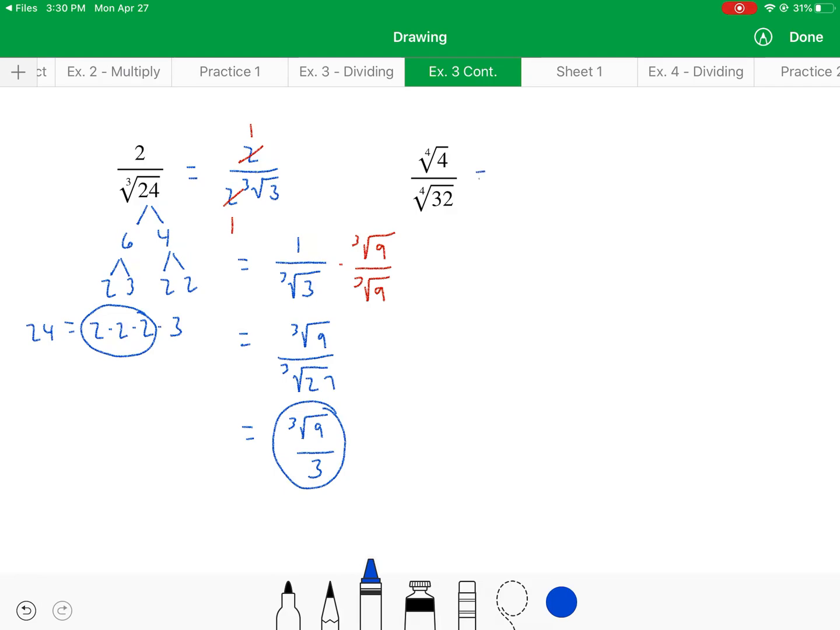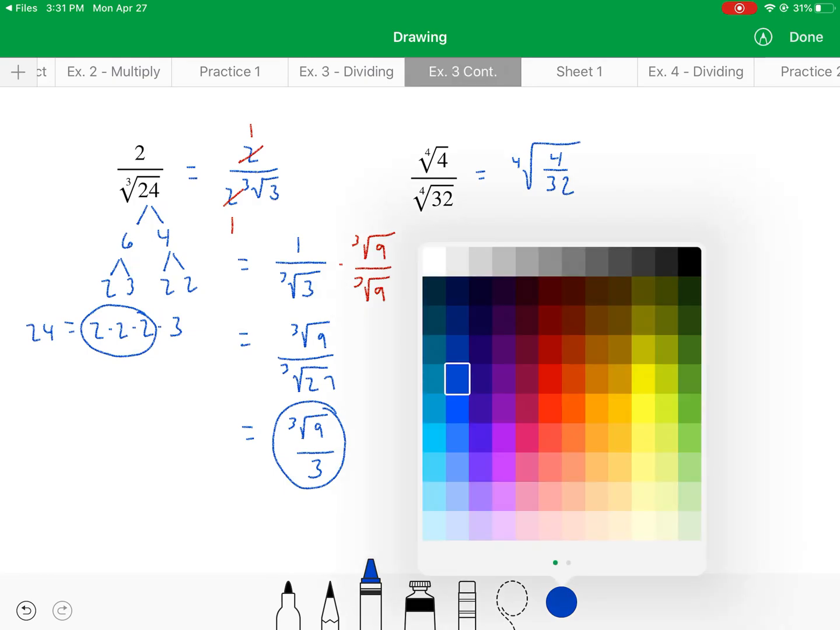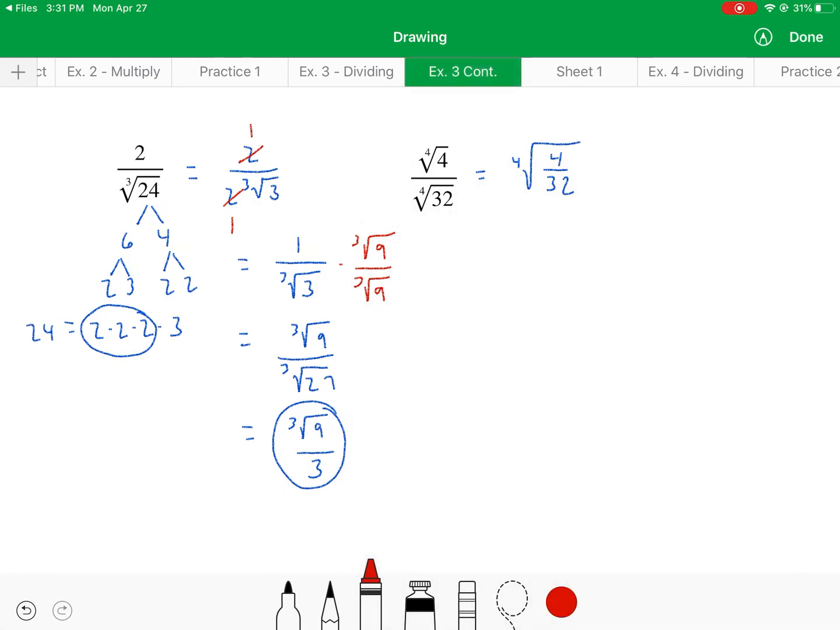All right, next problem, we have the 4th root of 4 divided by the 4th root of 32. There's a couple ways you can approach this, but I'm actually going to make it one big radical again. I'm going to make it the 4th root of 4 over 32. When I think of it like that, I can actually reduce the fraction here. That becomes a 1, that becomes an 8. So now I'm going to break it back up. I'm going to think of this as the 4th root of 1 divided by the 4th root of 8.